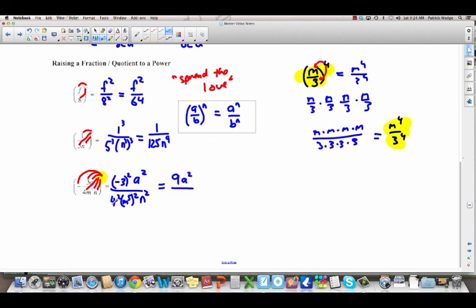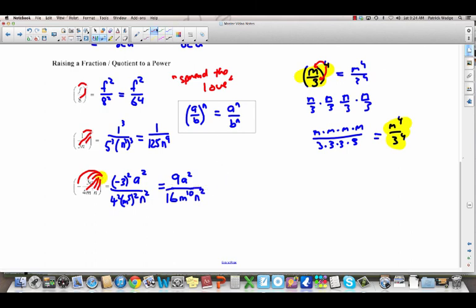Okay, so we've done the negative 3 squared, and then we have a squared. On the bottom we have 4 squared, which is 16. We have m to the 5th power to the 2nd power. So this is another power of a power. What do you do with those exponents? Multiply, so you get m to the 10th power. And then we have n squared. And that's our final answer.